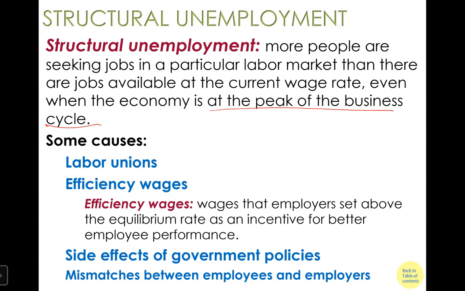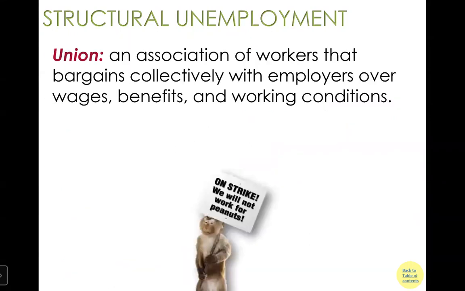So the usual causes, first, labor union. Now let's see what a labor union is. A union is an association of workers. This association usually bargains collectively with employers over wage, benefits, and working conditions. Like the teachers union, right? Or one of the biggest unions in the United States is the auto workers, like in Michigan. So they bargain for higher wages.